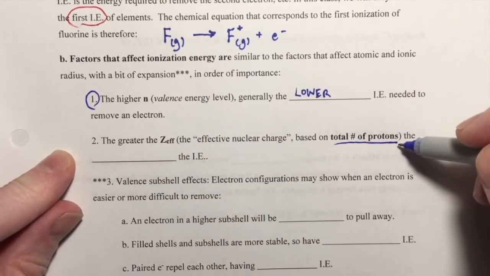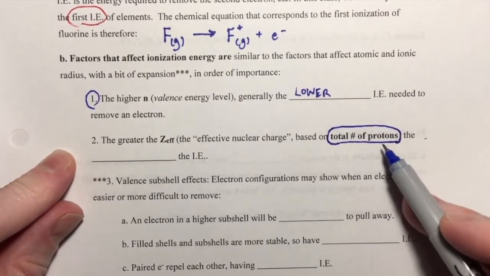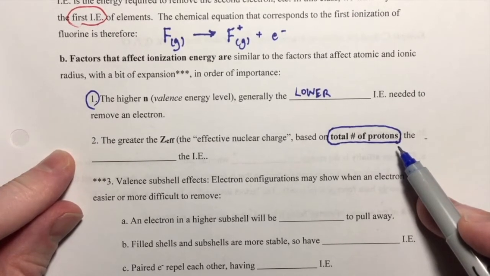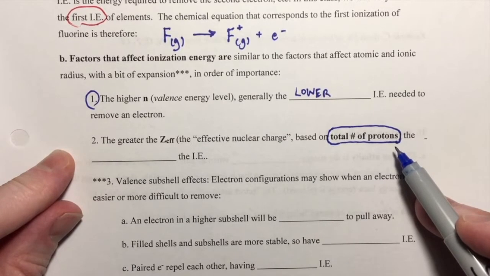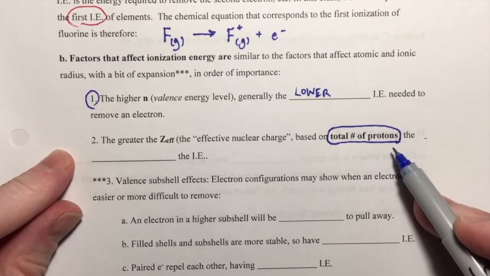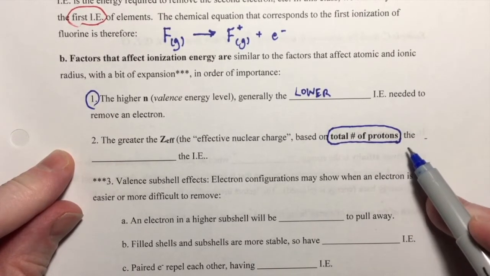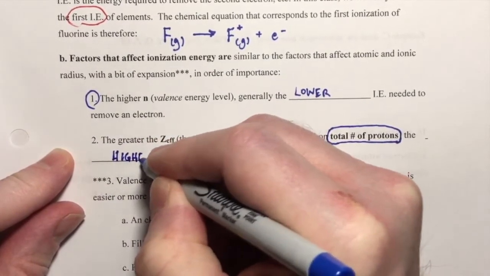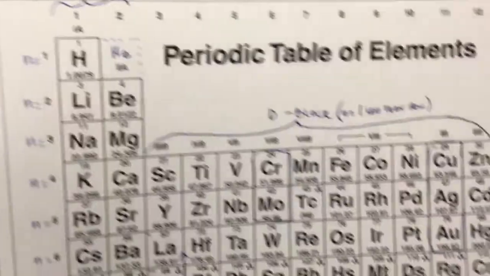So here again, we have the number of protons. Well, the more protons that you have in a nucleus, as with atomic size, it makes the atoms smaller because the electrons are held tighter to the nucleus. So as you increase the number of protons, you are increasing the attractive force on the electrons, and therefore it is harder to pull an electron away, and therefore the higher the ionization energy.